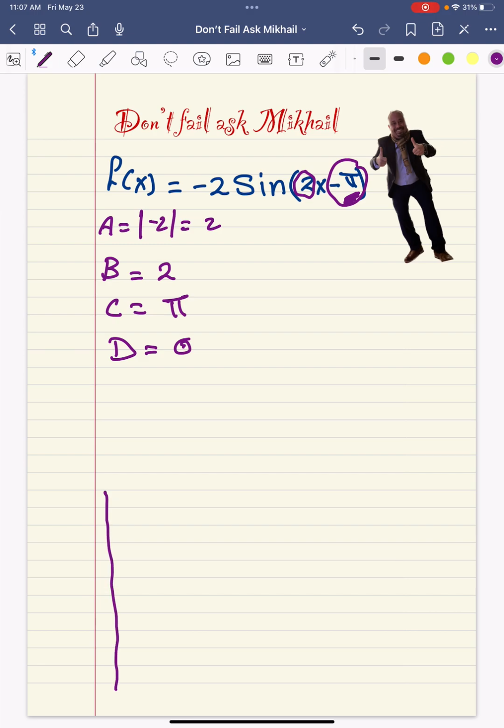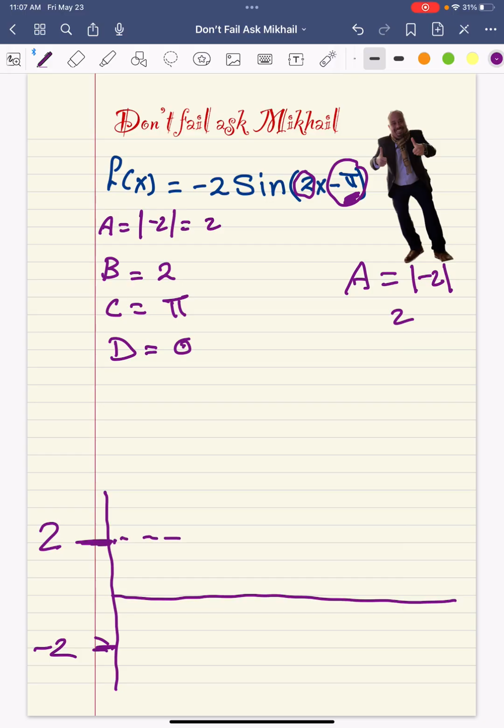So if I want to graph it, I graph it like this. Here it is. So my amplitude equals the absolute value of the number, which is 2. So the highest point I get is 2, and the lowest point is negative 2. So it's not going to go past this. That's my amplitude. Now, what else?